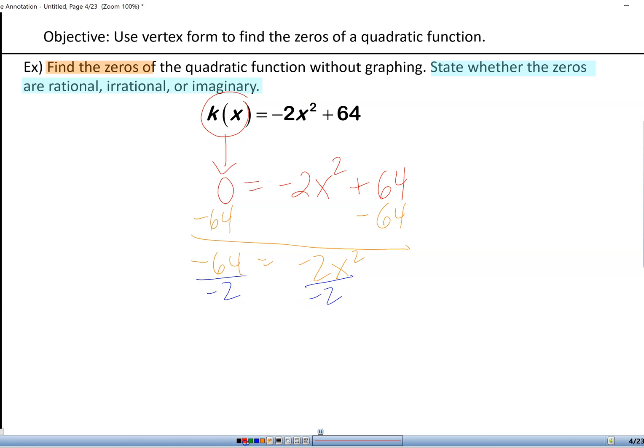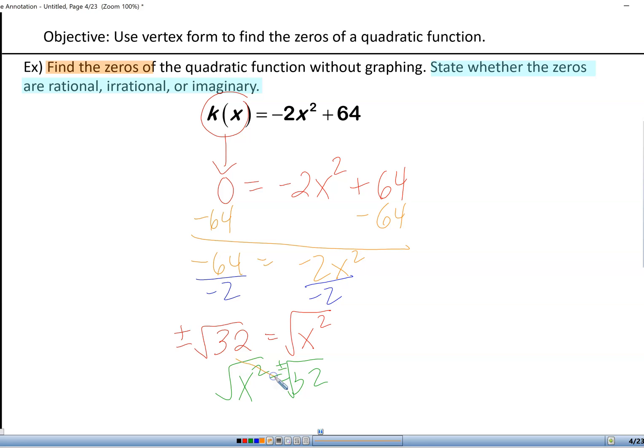Watch your signs. Remember that these are all no calculator problems. Everything that we're doing here needs to be something that you can do yourself without the aid of a calculator. So a negative divided by a negative is a positive, so this is 32. This becomes our x squared. You can switch it around if you want to and write x squared equals 32, but it's not absolutely required. If you do it here and take your square root, the plus minus goes in front of the square root of 32. If you do it here, it's in front of the square root of 32, either way.